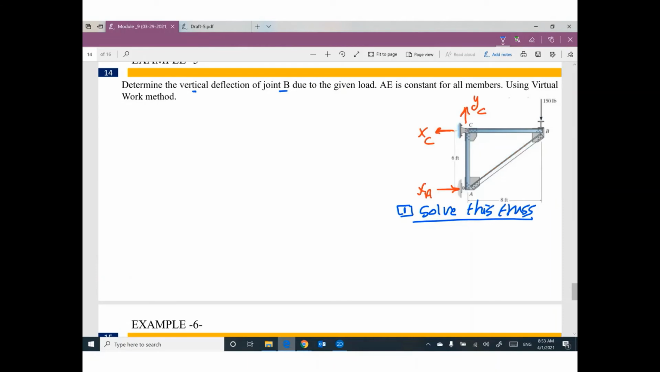To figure out the reactions, if you apply summation F of x equals 0, summation F of y equals 0, summation moment at any point equals 0, I believe this reaction will be 150 times 8 divided by 6. This reaction will be 200. This one will be 200. And this one will be 150.